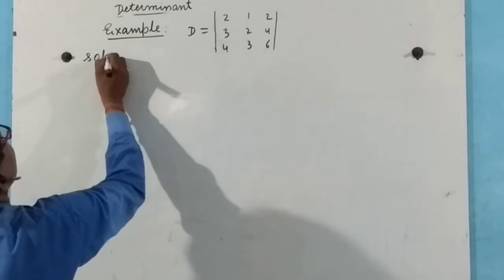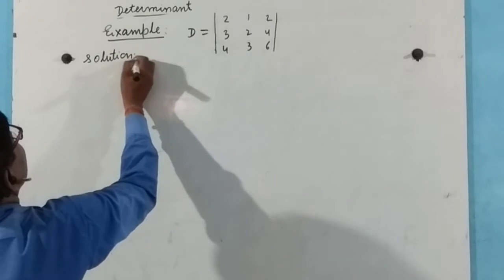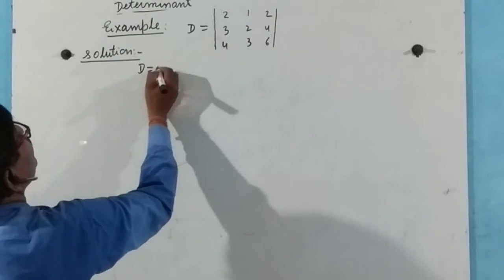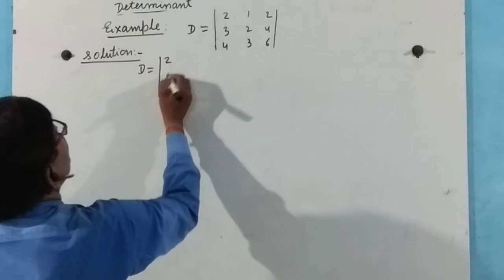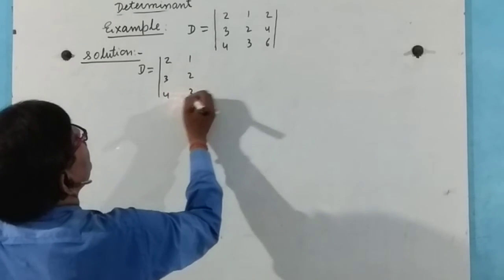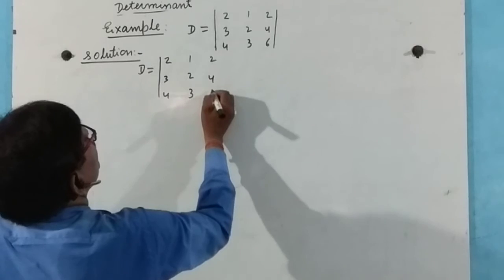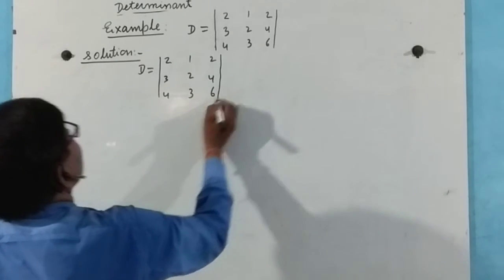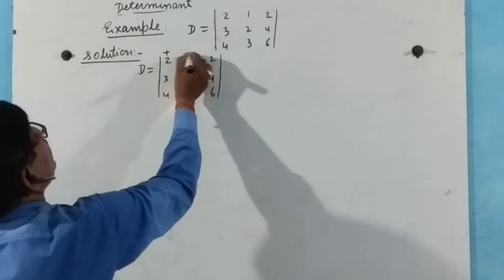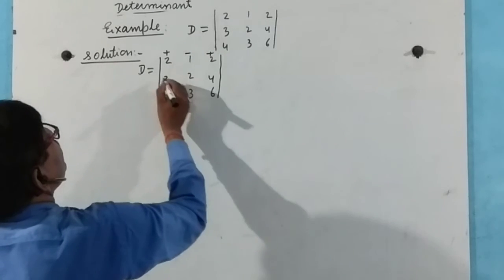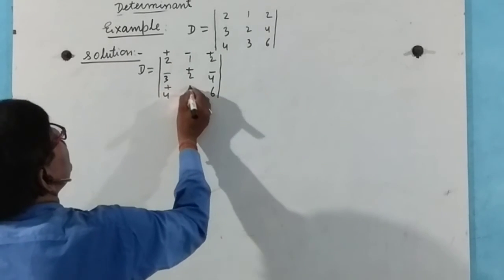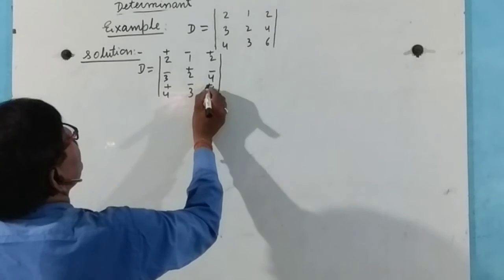Solution of this is D equal to here 2, 3, 4, 1, 2, 3, 2, 4, 6 here. First of all, we indicate the sign. This is a plus, this is minus, this is a plus, this is minus, this is plus, this is a minus, this is a plus, this is minus, this is a plus.